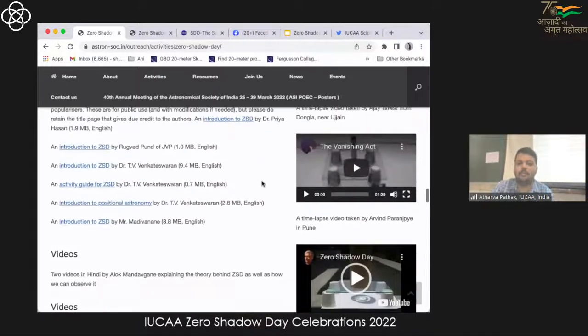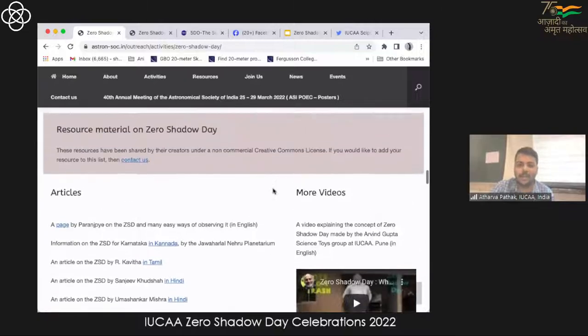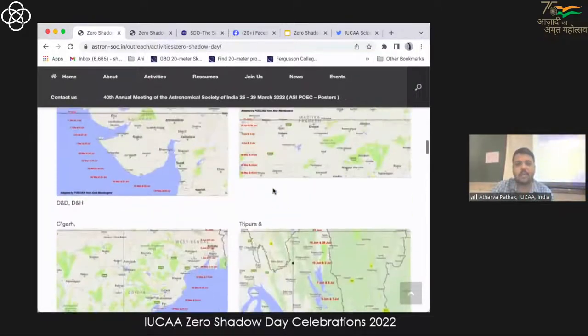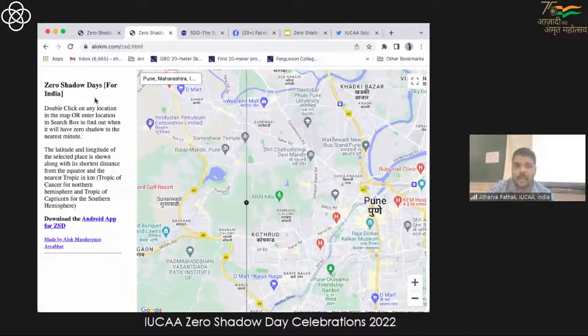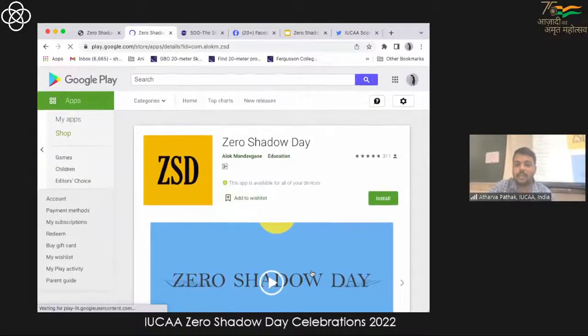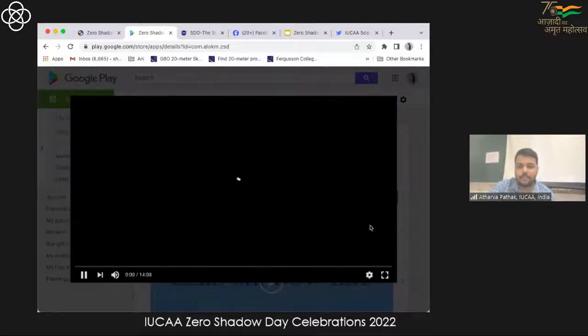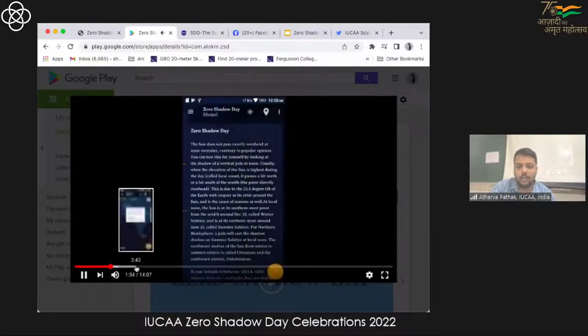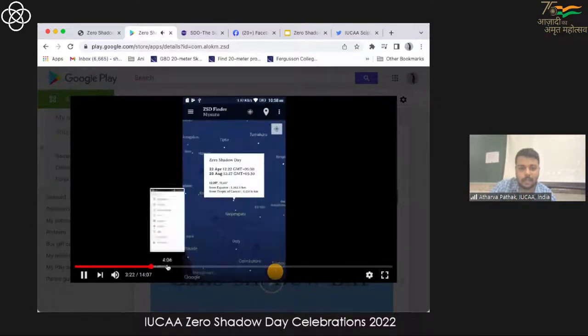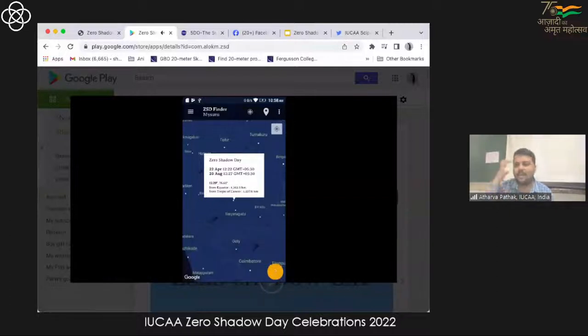For people who would like to know when the zero shadow day will be in your individual places, you can take a look at this website by ASIPOEC. Then there is another web page by Alok Mandogane, and there is a beautiful ZSD app on Android. You can download that app and figure out when the zero shadow day will be there for your place. There is this small video that we'd like to show. This video shows how to use this application. We are not going to go through the entire video, but you can simply tap on your phone, or if you switch on your GPS, it detects your location and tells you the zero shadow day for your place.